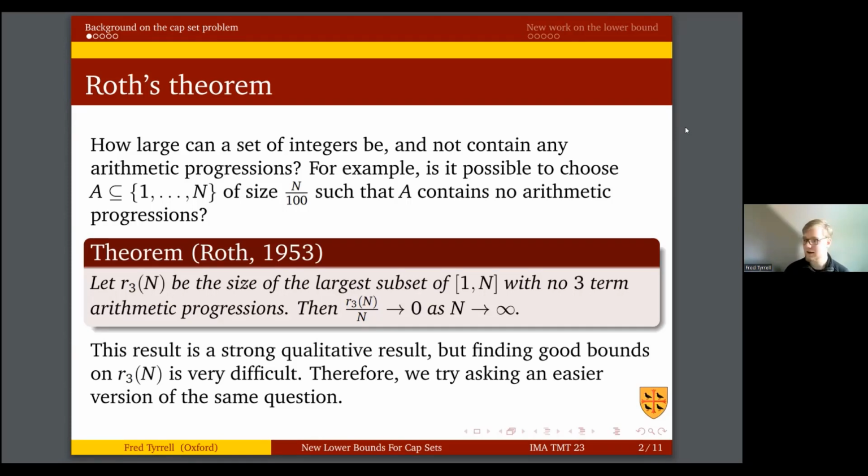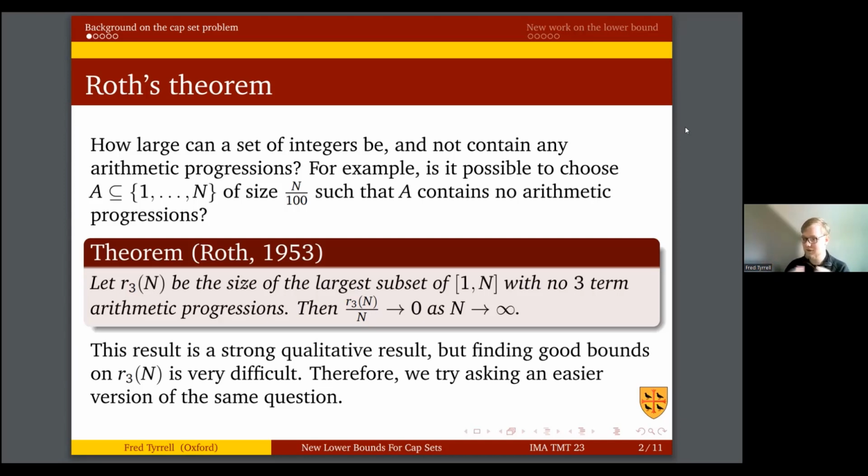If I take a bunch of integers, what's the biggest subset of them I can have that has no arithmetic progressions? By an arithmetic progression, I'm talking about x plus d, x plus 2d, and so on, like an equally spaced sequence. And you might say, is it possible always to pick, say, 1/100th of the numbers and have no progressions, or 1,000th, and so on? A very well-known result of Roth says, no, that's not possible.